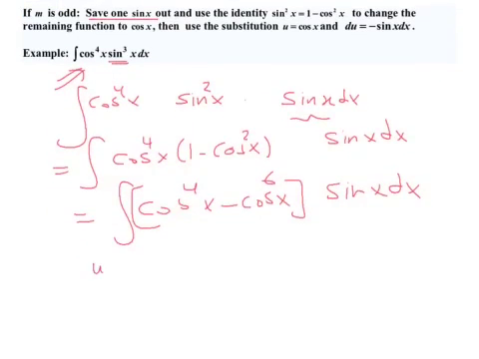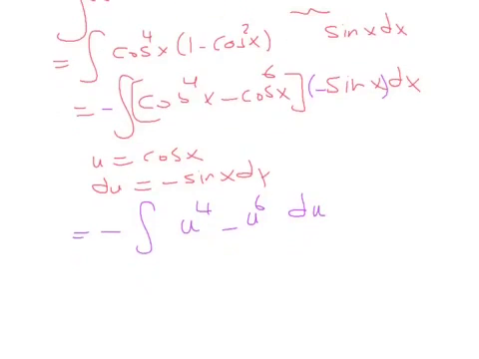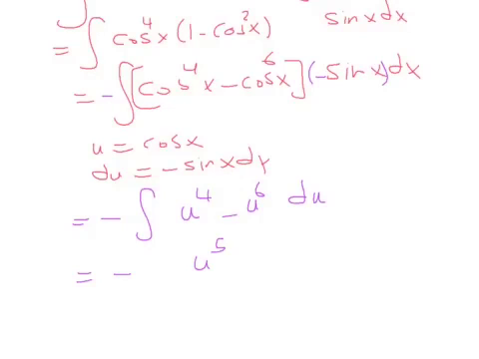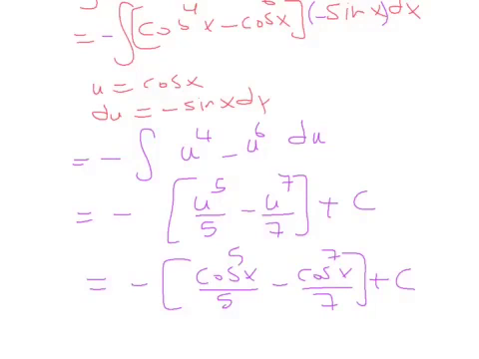So what we have now here is u and du. If you take u as cosine x, du is equal to minus sine x dx. So you just need to add a minus here and a minus there. So the integration can be written as u to the power 4 minus u to the power 6 du, which can be integrated easily by saying u to the 5 divided by 5 minus u to the 7 divided by 7 plus constant. Then u can be replaced by cosine, giving cosine 7 divided by 7 plus constant.